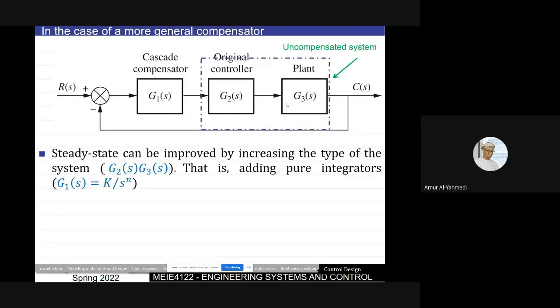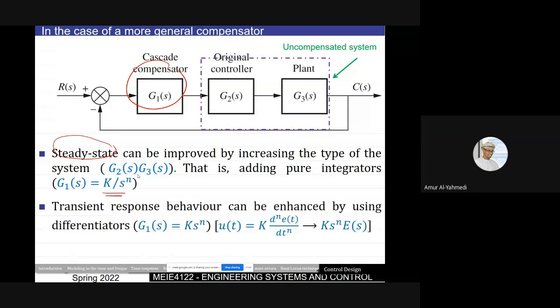Either you add the compensator here, this is the compensator G1 of S. If you add an integrator, you'll be able to satisfy the steady state error. The error can be improved by adding a pole at the origin, which makes the error smaller. If you want to make the transient response faster, you add a differentiator. So you add an integrator to improve steady state error, and a differentiator because it makes your system faster. We can do it by adding either a pole or a zero.